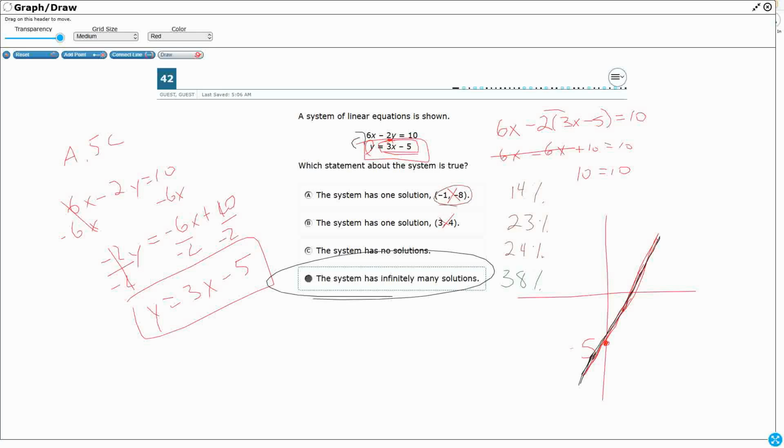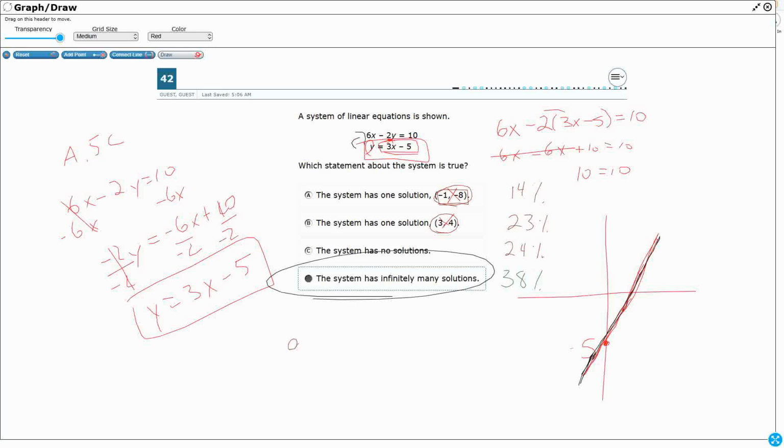-1, -8 works, but so does 3, 4. So some students just plugged this in, saw it as an answer, and said, all right, that's good. But they didn't try the other one. If you get 2 correct answers, then you should be thinking something strange is happening.